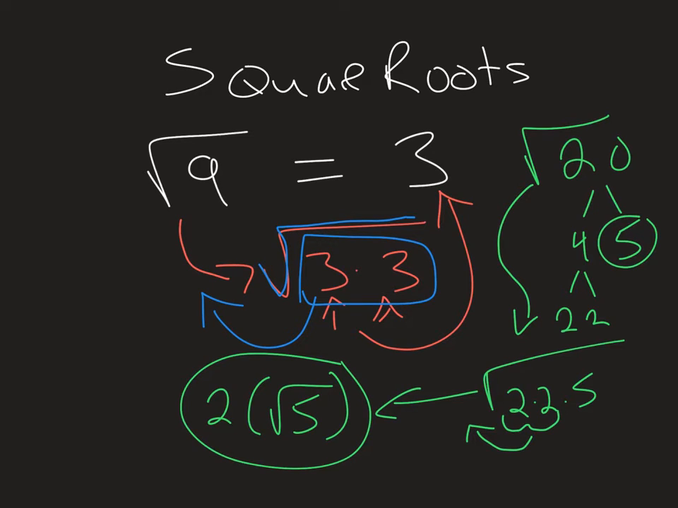Now the only difference when you talk about a cube root or a fourth root is that instead of having 2 underneath as 1 out, the number changes. So a cube root would be 3 underneath as 1 out. A fourth root, 4 underneath is 1 out, and so on and so forth.